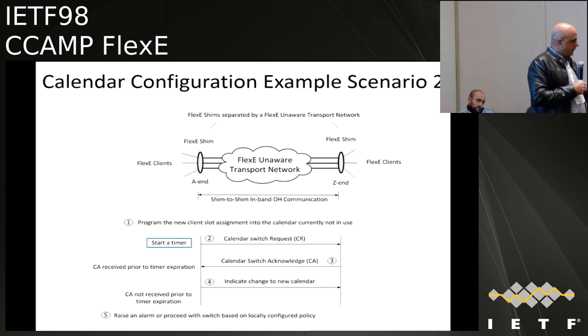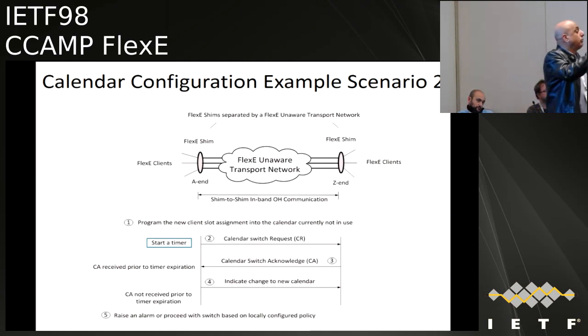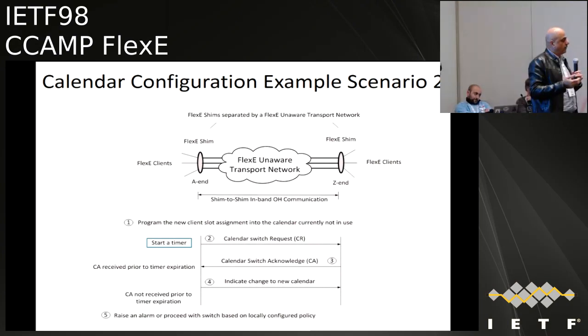Anytime a FlexE client is carried over its own file, individual files carried over the transport network. So for example, let's say I have three files. Each file, I set up a transport connection, for example ODU4 or whatever. So in this, I'm setting up three connections. That connection is fixed. It doesn't know what is being carried. It's not interpreting, for example, FlexE overhead bytes and so forth. So that's what they call the unaware case.